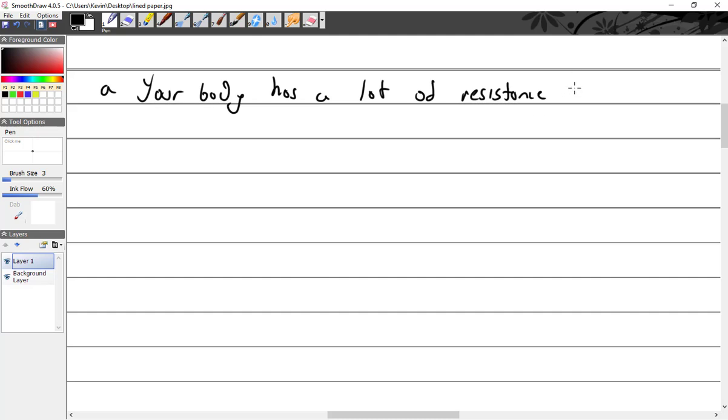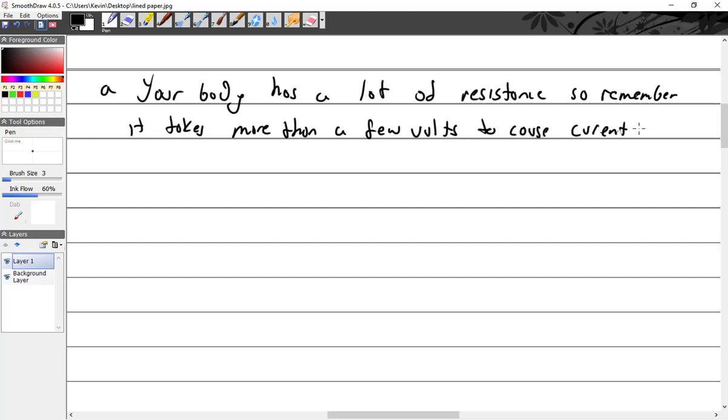So remember, I'll write this. Not that I want to push your luck on this. It takes more than a few volts to cause current to flow. So if you don't have any voltage, current's not going to flow. But you get enough voltage going, and oh yeah, it's going to hurt. So callous, dry hand. How many ohms do you think that is?